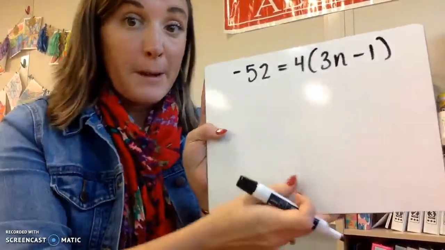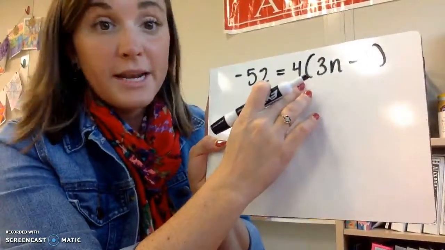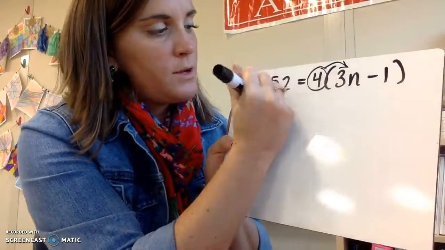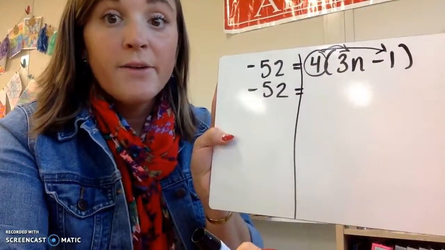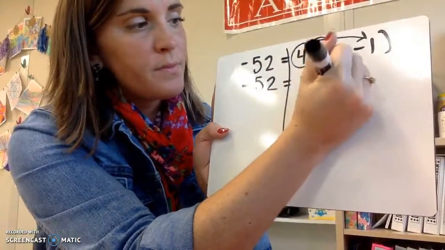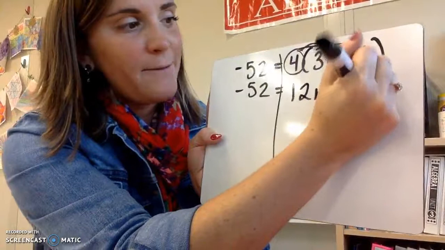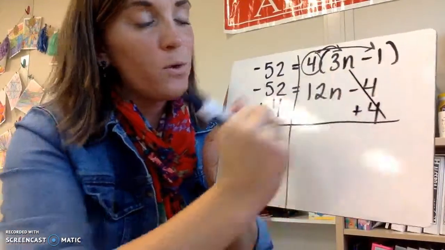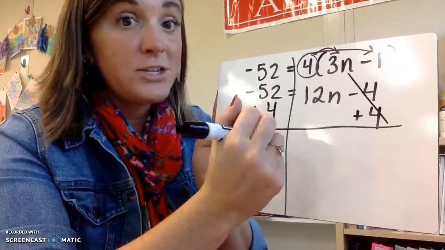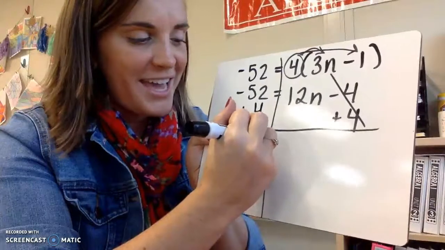Number 7. Got negative 52 equals 4 times 3n minus 1. All right, another distributive property to start with. 4 is going to be distributed through. So negative 52 equals, brick wall, just so it's there. 4 times 3n is 12n. 4 times negative 1 is negative 4. Third wheel is that negative 4, so I'm going to add 4 on each side. Negative 52 plus 4 is negative 48.